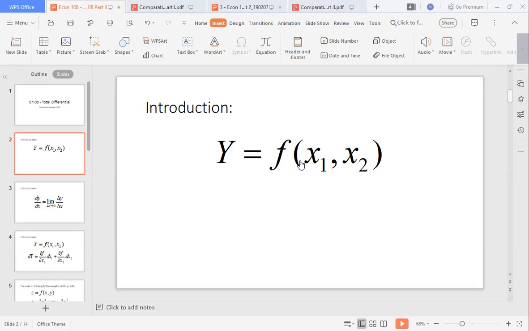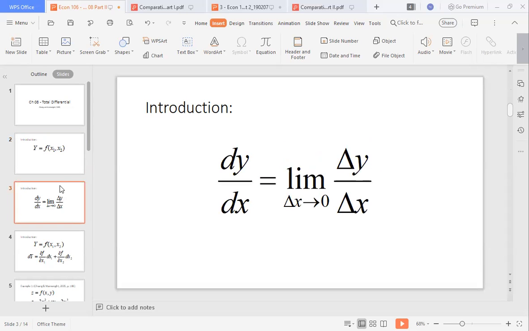Okay, so partial derivatives here, and when you talk about total differential, you talk about the total change in your dependent variable. Okay, so by definition, class, dy dx is just the limit when delta x approaches 0.